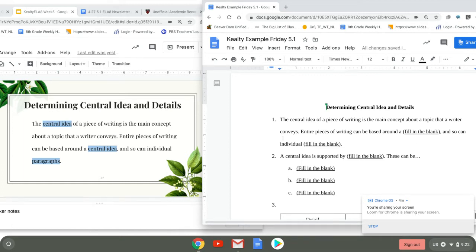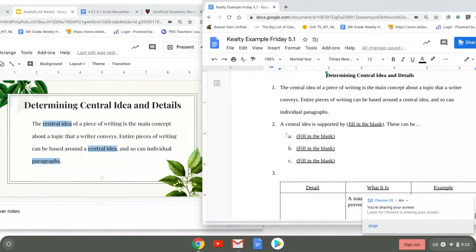Then we're going to keep going. Entire pieces of writing can be based around a central idea again. So I'm going to highlight and write central idea. And so can individual blank. The blank that goes here is paragraphs.